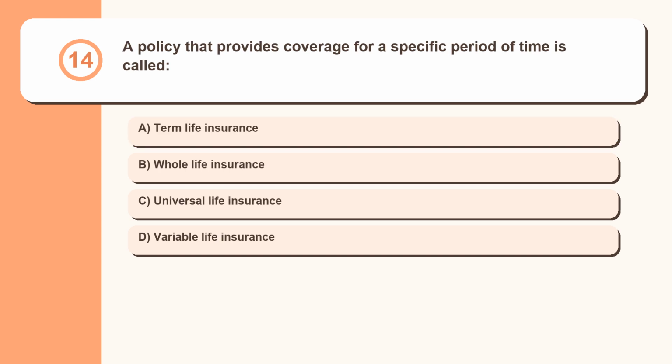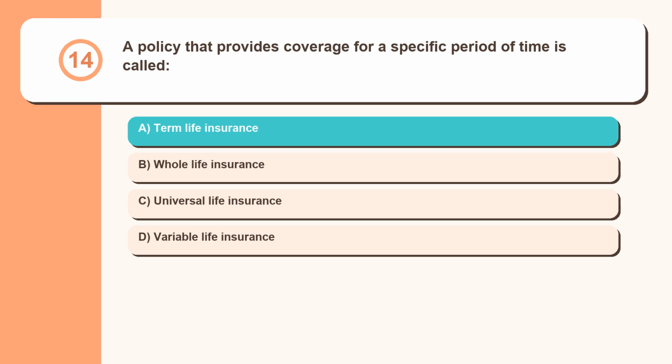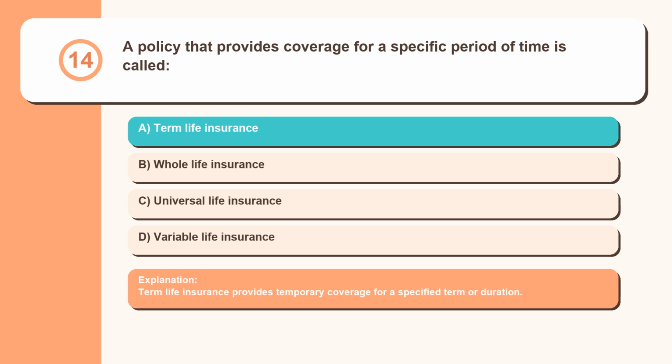Question 14. A policy that provides coverage for a specific period of time is called: term life insurance, whole life insurance, universal life insurance, variable life insurance? Term life insurance provides temporary coverage for a specified term or duration.